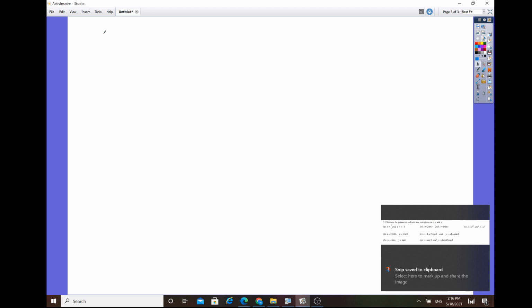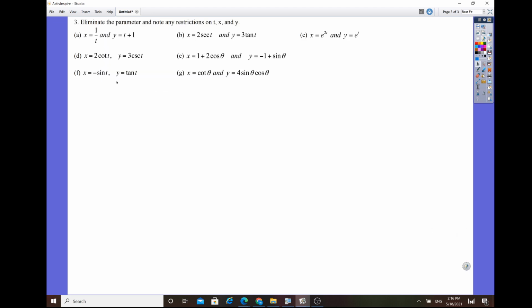So this one, no need to sketch the graph, but how do we verify it? Okay, so for a, solve for t first. So it's 1 over x. And then y, we do have t plus 1. So instead of using t, we're using 1 over x plus 1.